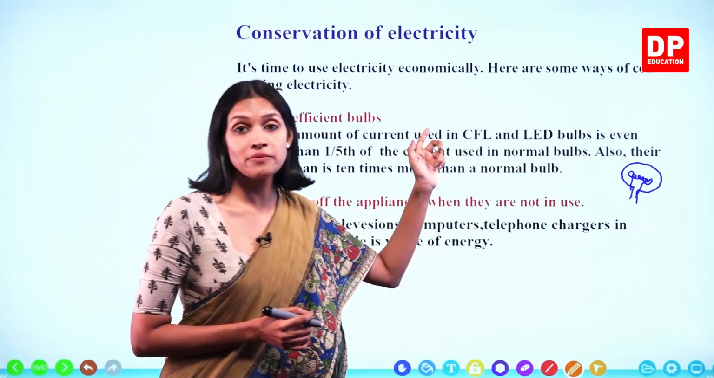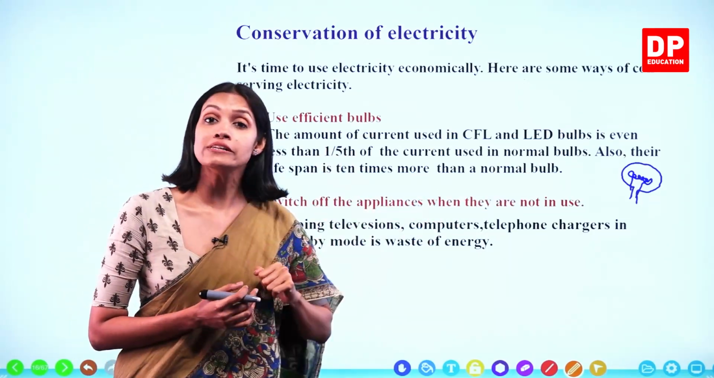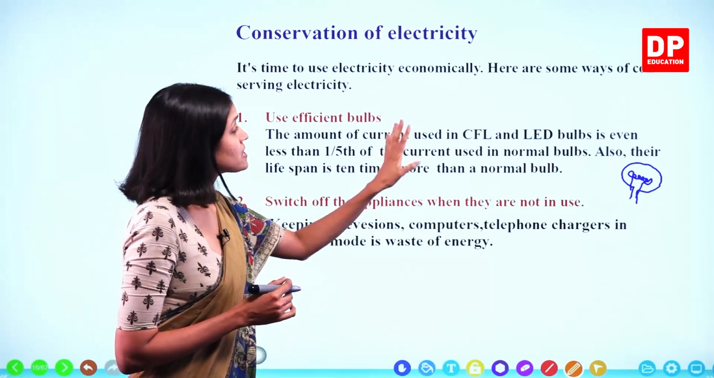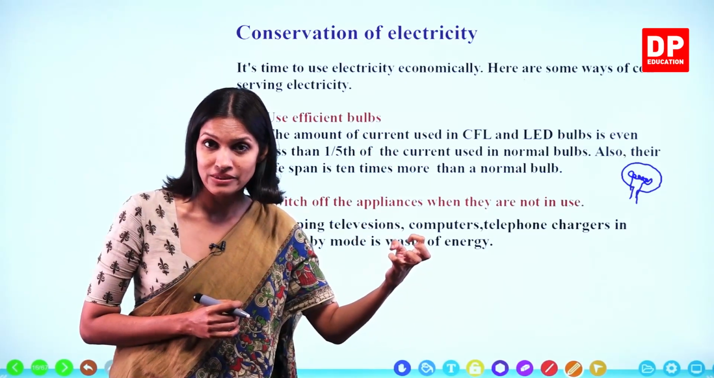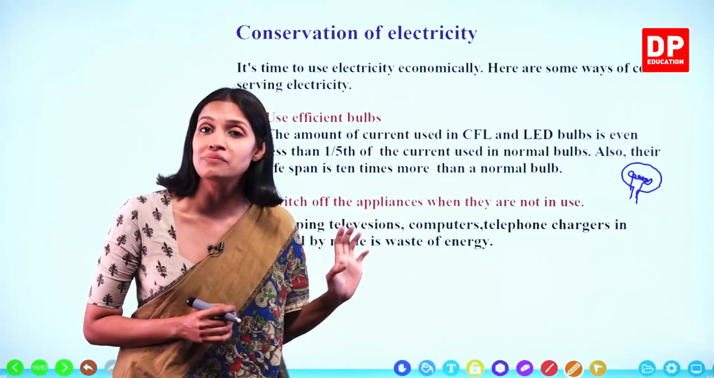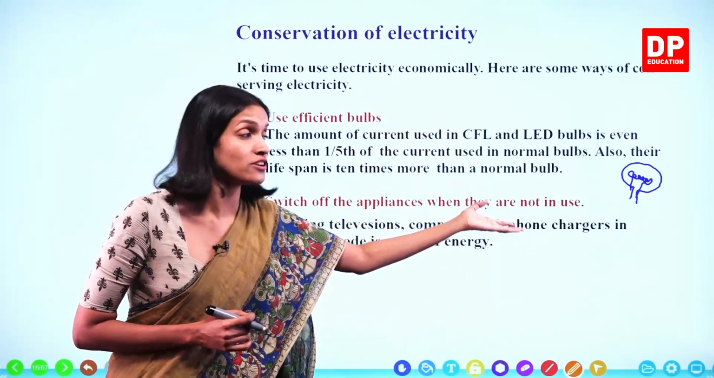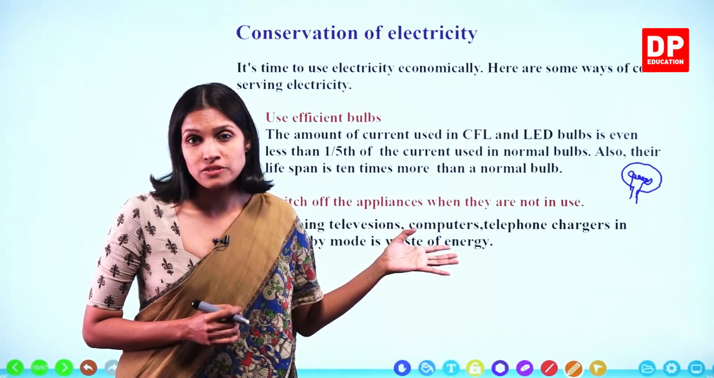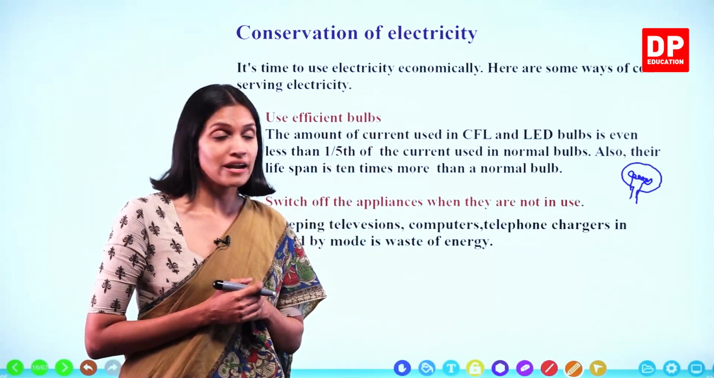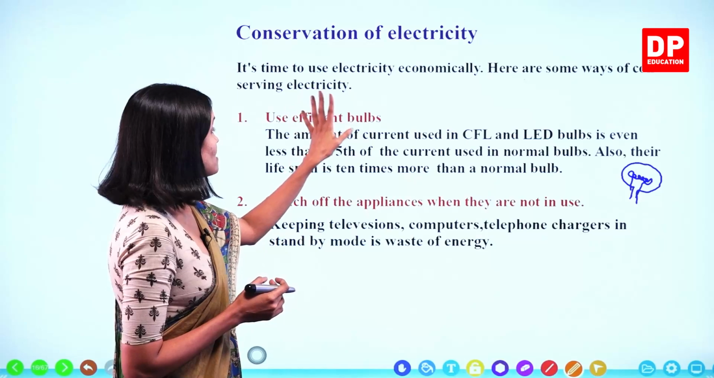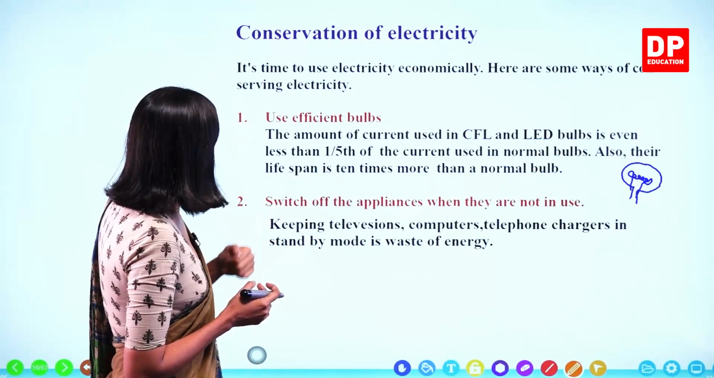Normally, when we buy these types of CFL and LED bulbs, they're a little more expensive than the normal filament bulbs, right? But at the same time, it's very beneficial because they consume a little amount of energy, less than the filament bulbs. And their lifespan is also higher than that of the filament bulbs. So even though the initial cost is high, there are other benefits, right, children? So using efficient bulbs is one way of conserving electricity, right, children? We'll go to the second method.